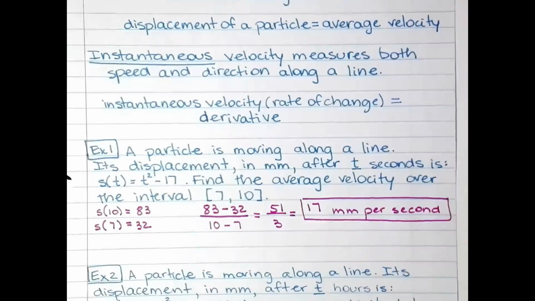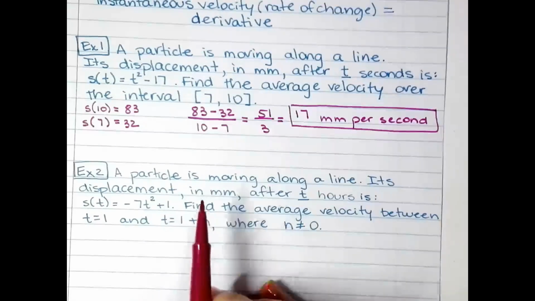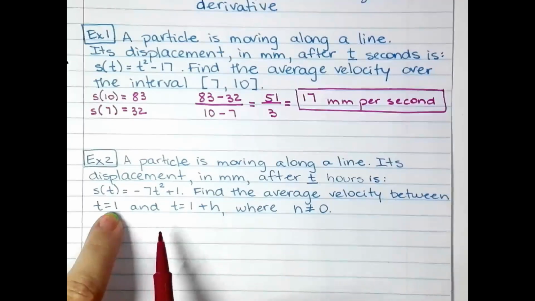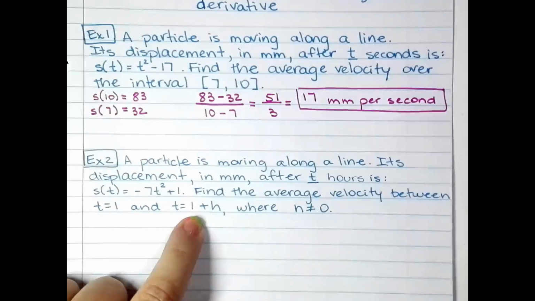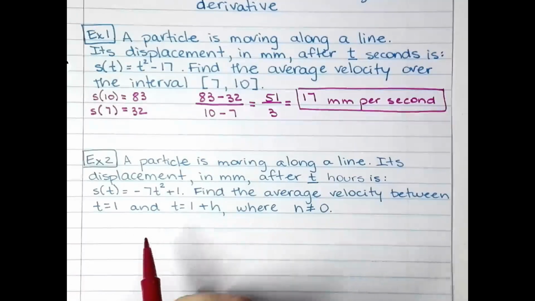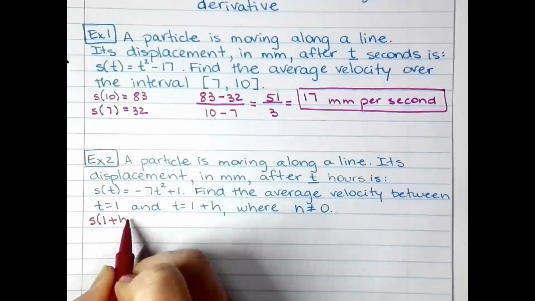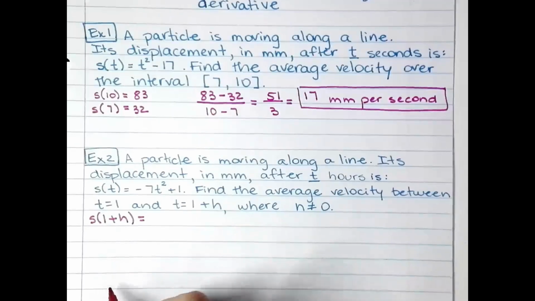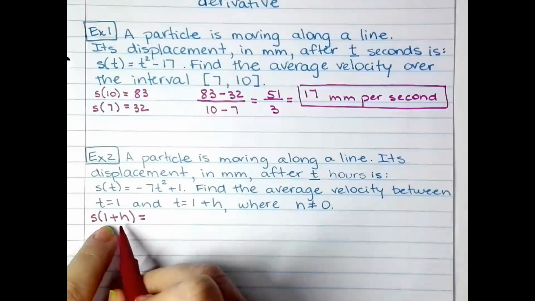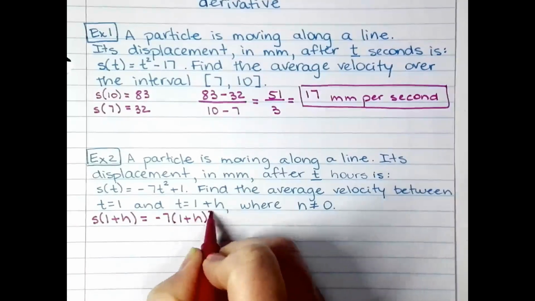So now the next one. So this is the concept. We have a similar scenario. Now we're finding the average velocity between t equals 1 and t equals 1 plus h. We're still following the same formula. I'm going to have to find y when x is 1 plus h, and I'm going to do everything off to the side, and then I'll bring it back together. So I will replace t with 1 plus h. So negative 7, 1 plus h, plus 1.